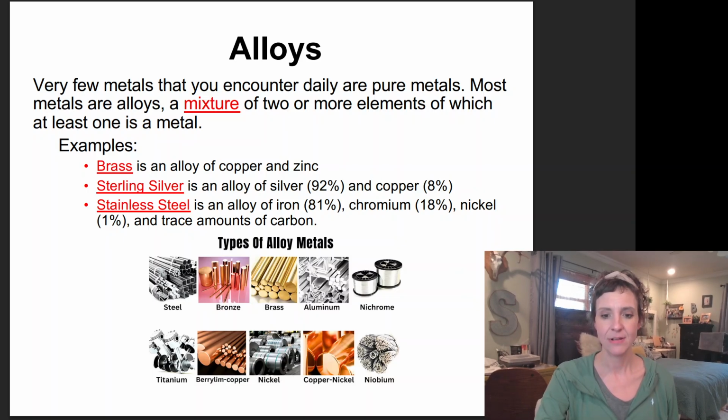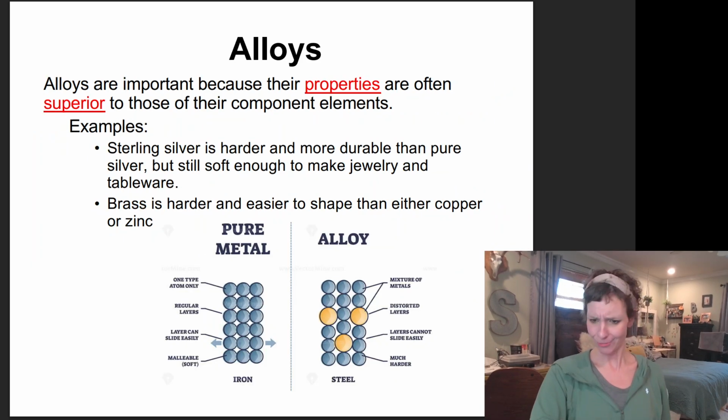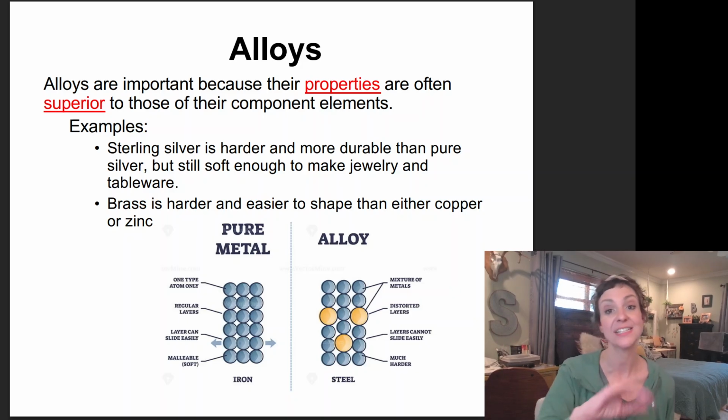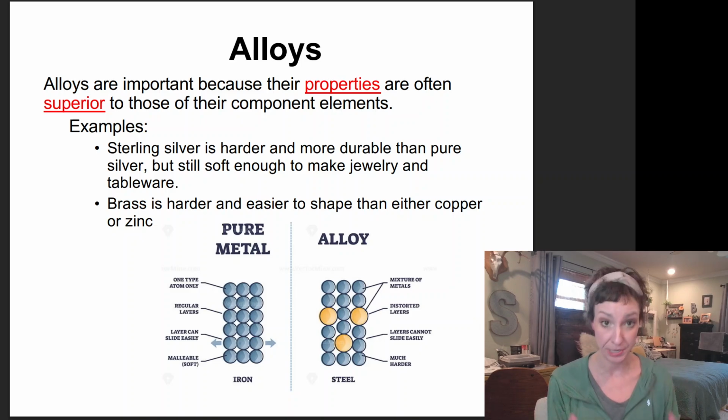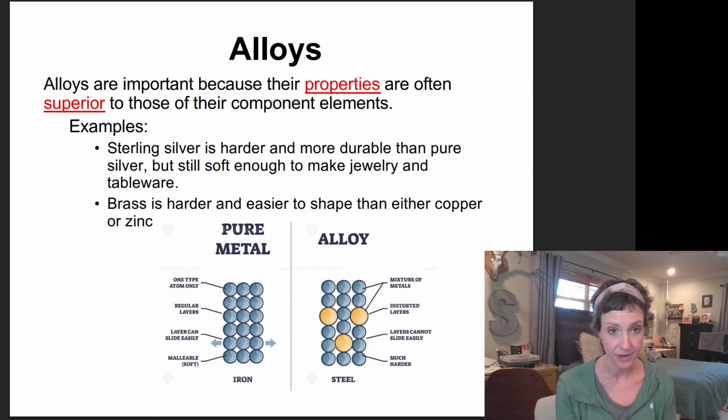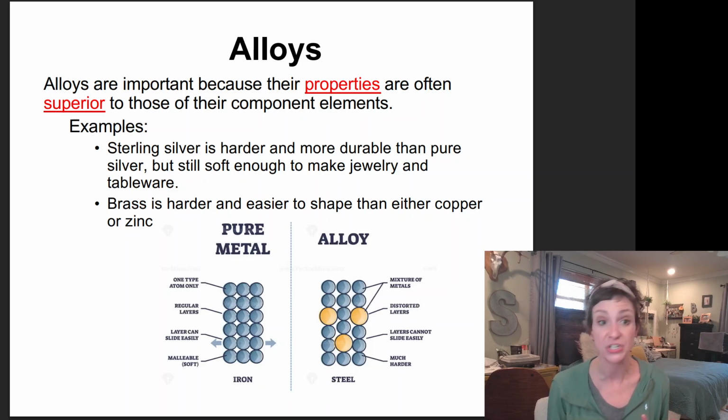Okay, so why do we make alloys? Y'all, alloys are super important because their properties are often superior to those of the component pure elements. Okay, sterling silver is actually harder and more durable than pure silver, but it's still soft enough to be able to make jewelry and tableware. There is a reason why we do not have jewelry that is just pure silver. Y'all, it would be way too soft and it would not work. Sterling silver is more durable, more resistant to corrosion and other weird stuff like that. So it's got superior properties to just plain old silver.